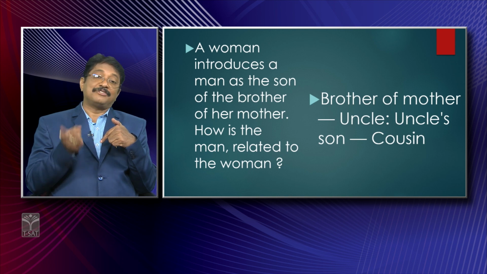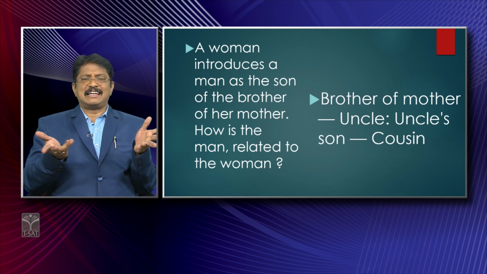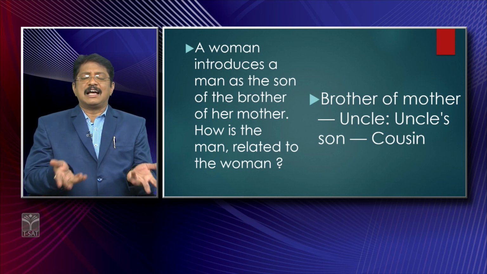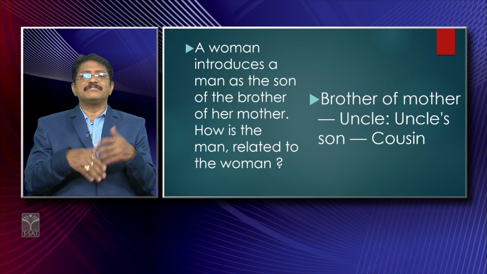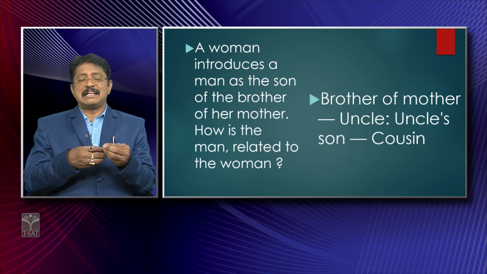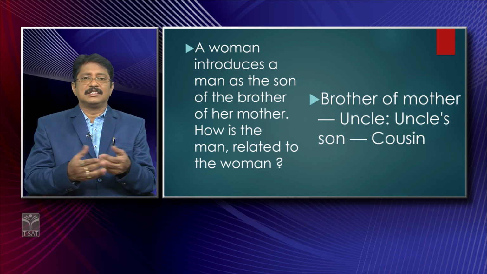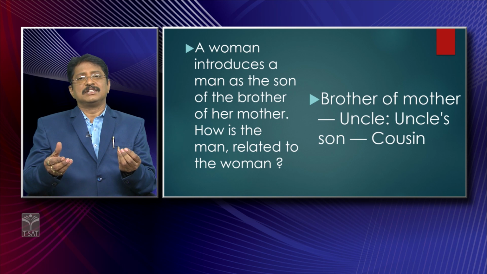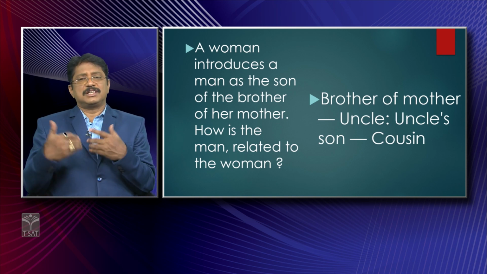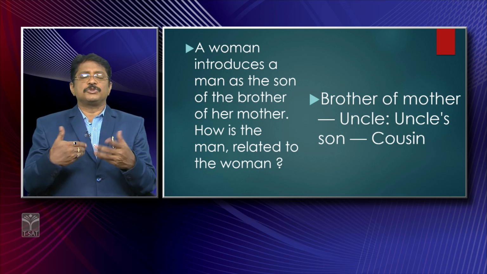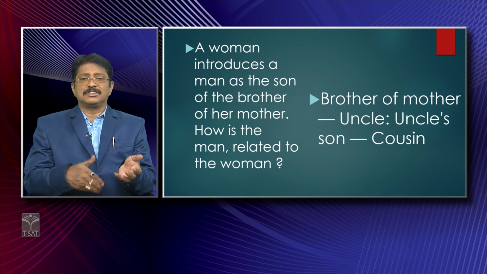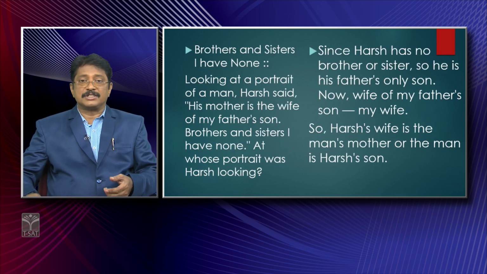Son of the brother of her mother. You can say very clearly, the brother of mother will be considered as uncle, correct? And his son, uncle's son, will be cousin. So sometimes the relation is very simple, there is a little bit of logic, so you can identify that relation. So mother's brother's son is a cousin to you. Simply, brother of mother is called uncle, uncle's son is called cousin.